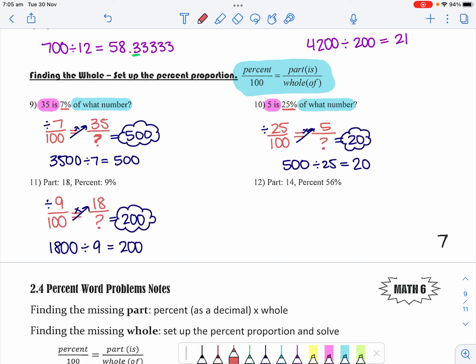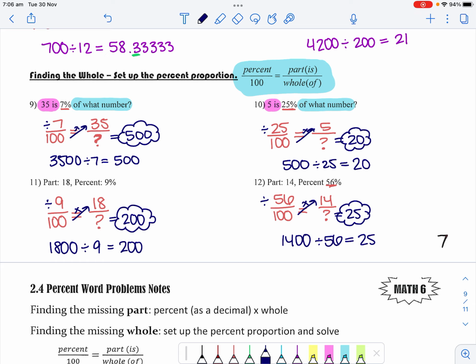Number 12, set up the exact same way. So 56 over 100, making sure that you're putting your percent over 100 is equal to part over question mark. 100 times 14 is 1,400, and then I'm going to divide by 56. Is going to be 25. So this question mark equals 25.